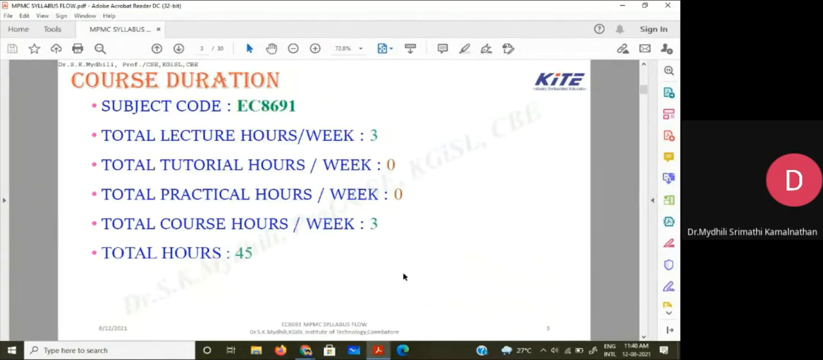The course duration planned for this subject is given here. Usually it is divided in terms of lecture, tutorial, practical and course hours, LTPC, which you will see in the top right corner of the syllabus. It denotes lecture, tutorial, practical, and course hours per week. You could see here the subject code EC8691 MPMC. The total lecture hours planned will be 3 hours per week.